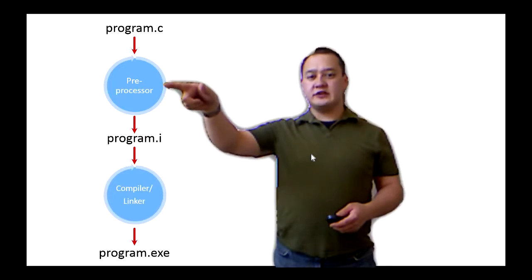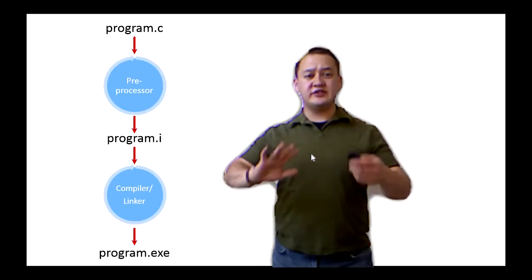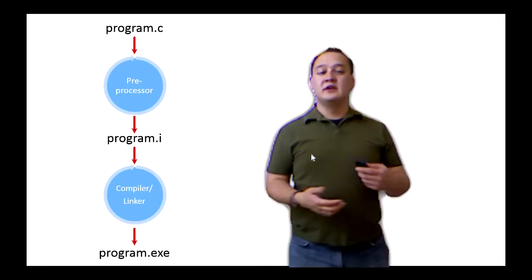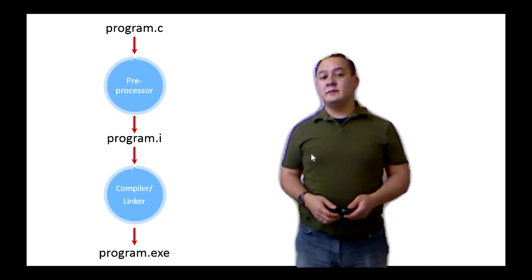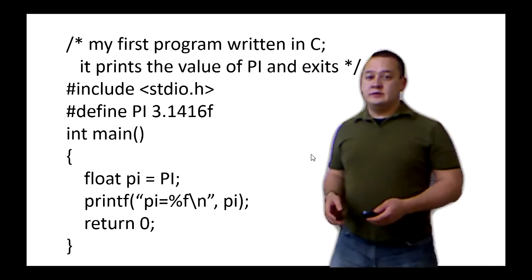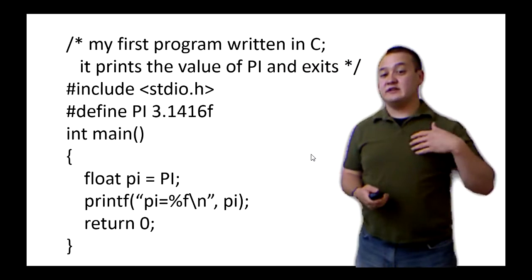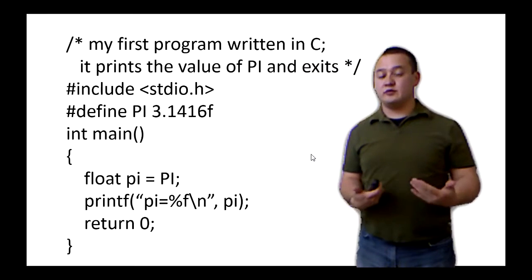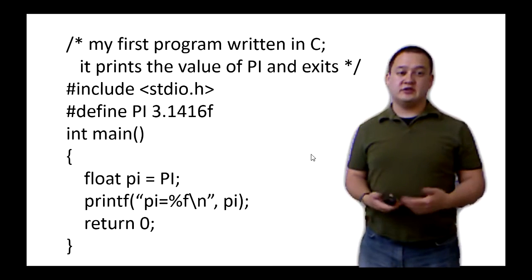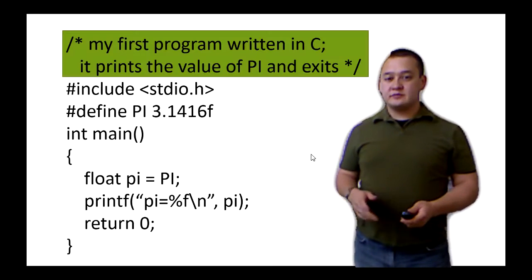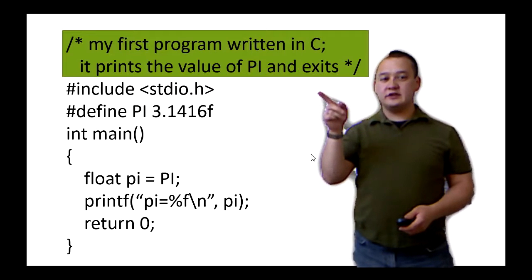I'm going to refer to this preprocessor on a regular basis, so I just wanted you to have a sense of what I'm talking about, and we're going to explain what it does in a moment. So this is some program code. It's a very simple code that's going to print the value of pi, 3.1416, onto the screen or into the terminal. The first part up here is called a comment.